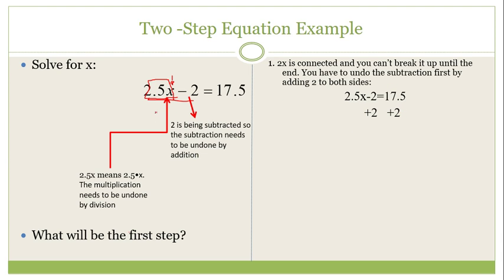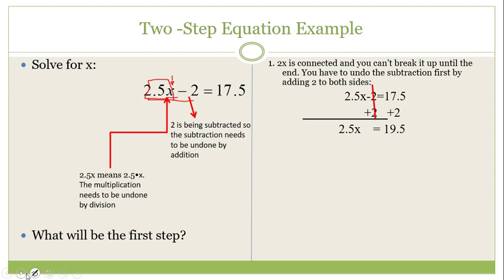All right, so I want to first isolate the term that has the variable. In this case, that's the 2.5x. I want to get that by itself first. And in order to do that, we're going to add the 2 to both sides. So we break that piece apart first, and we do the opposite, so we add 2. So we get that 2.5x is equal to 19.5.